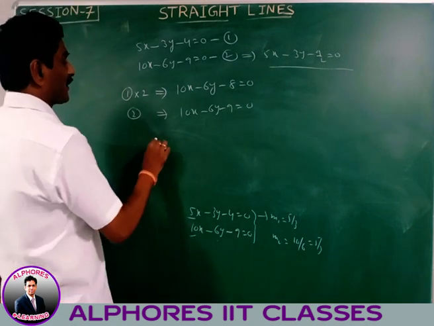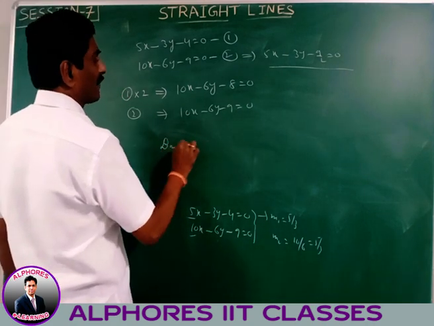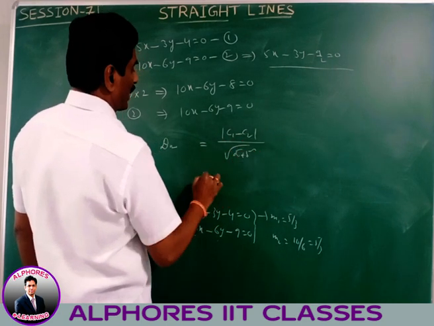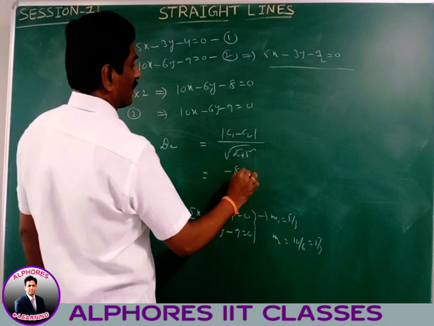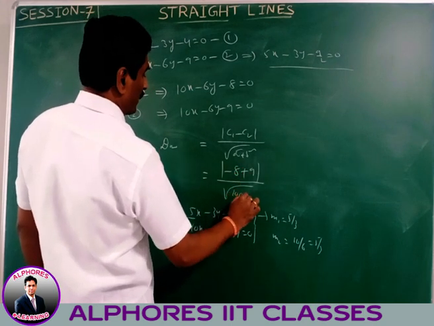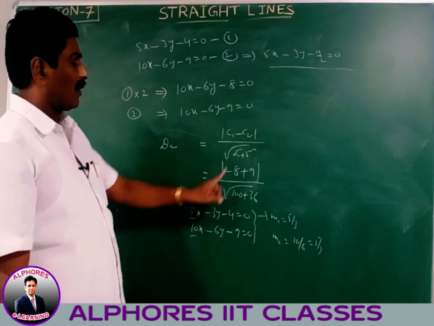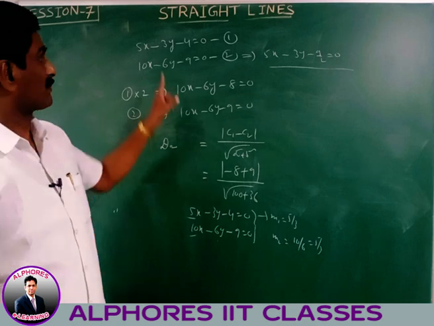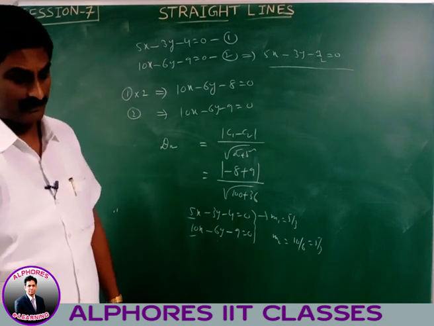Now, the distance between two parallel lines. Distance is nothing but mod C1 minus C2 by root over a square plus b square. What is the value of C1? Minus 8 minus of minus 9, that is plus 9 by root over 10 square means 100 plus 36. Okay, 1 by root 136. That is the distance between two parallel lines. Please observe these values. Okay.